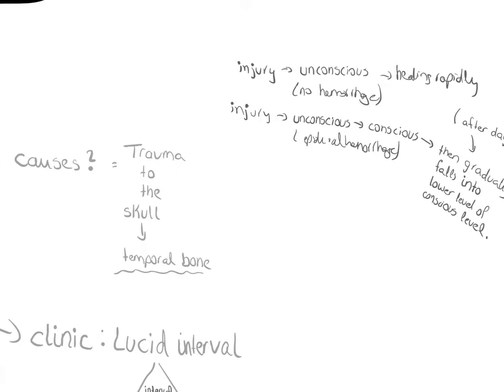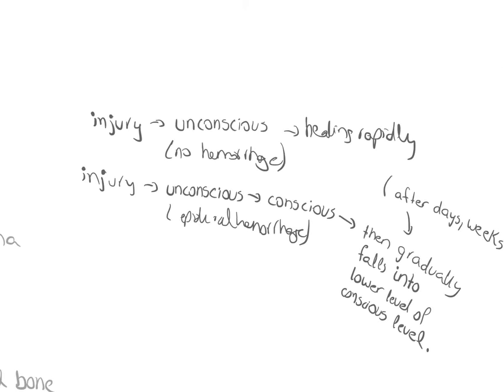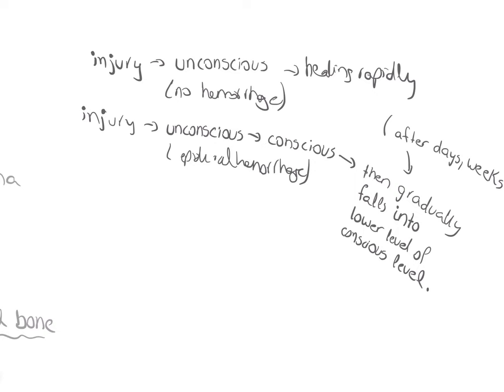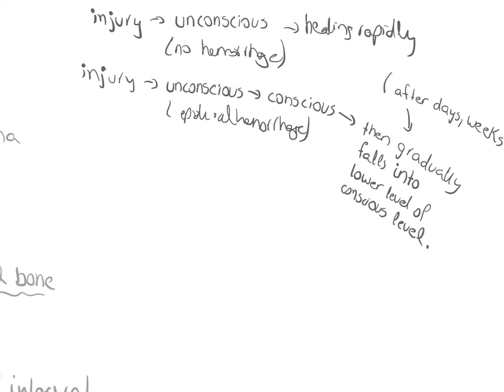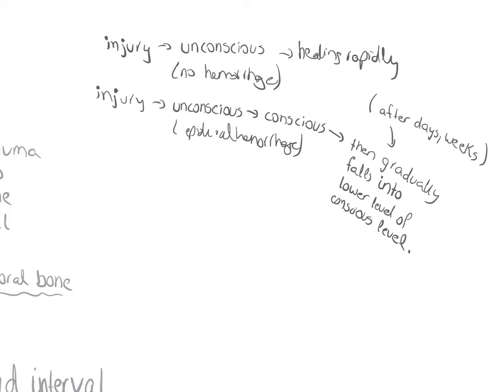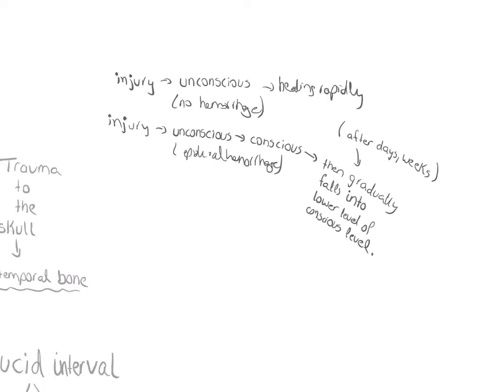What happens? There are two types. Sometimes a patient gets an injury, gets unconscious, and gets rapid healing. There is no hemorrhage. Sometimes there is an injury, the patient gets unconscious, we have an epidural hemorrhage, the patient gets conscious again, and then after days or weeks, gradually falls into a lower level of consciousness, because of the epidural hemorrhage. So we have an up and down, up and down. This is a sign, of course, of epidural hemorrhage.